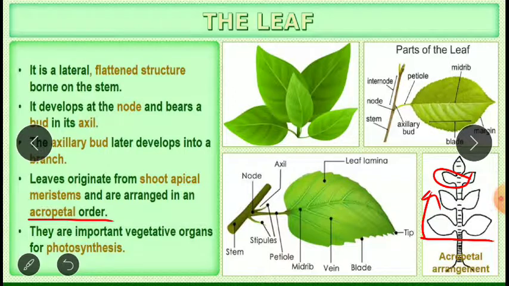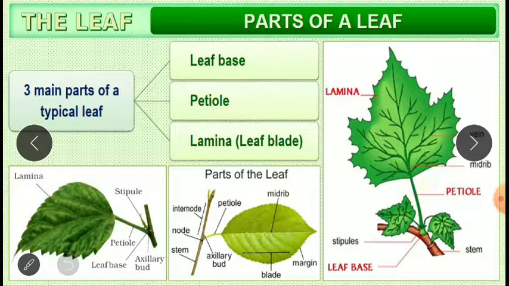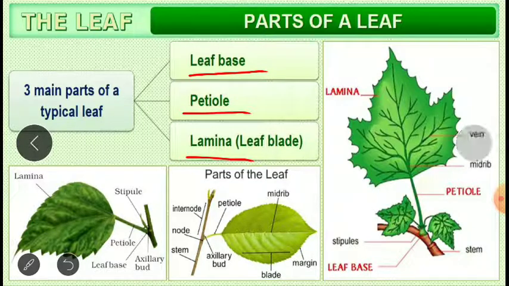These leaves are important vegetative organs for photosynthesis. Photosynthesis is a process by which the plants produce food using the sunlight. This process takes place in the leaf. Coming to the parts of the leaf, there are three main parts of a leaf. They are the leaf base, the petiole and the lamina. So let us study each of these parts.